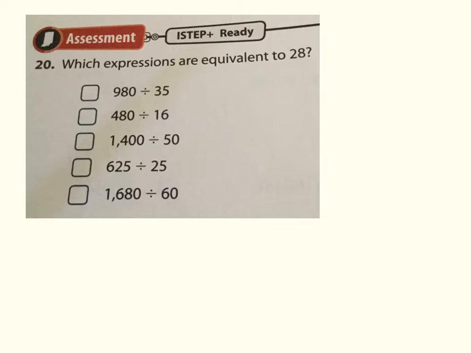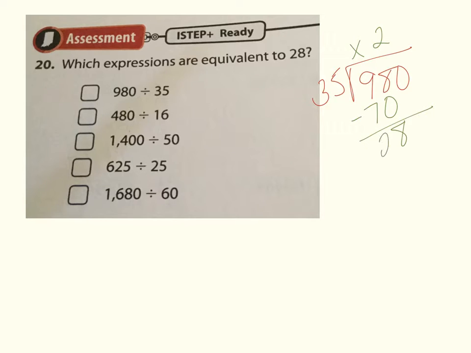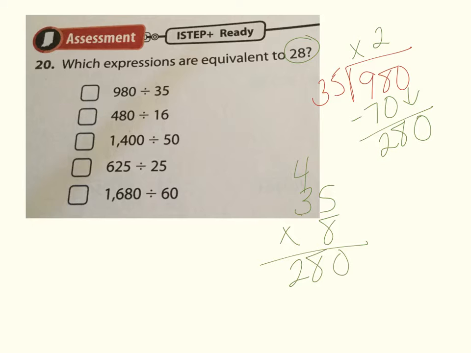Your I-STEP practice question. Which expressions are equivalent to 28? Okay, there is no simple way to do this. You have to simply work them all out. 980 divided by 35. Does 35 go into 9? No. It goes into 98 twice, being 70. Subtract, and you have 28, bring down your 0. 35 going into 280. Well, they say it has to equal 28, so let's try 35 times 8. We have 40. 8 times 3 is 24, plus 4 is 28. So, works out perfect. Subtract with 0. That one has to be correct.